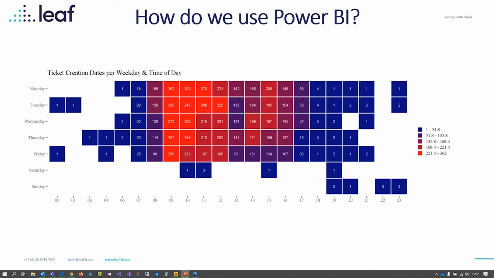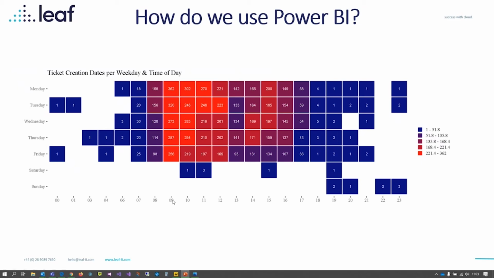This one is a custom visual, so you have options for custom visuals as well. This is a Python script that generates this visual. It's not as interactive, but it can be filtered much the same. This particular one is showing ticket creation dates for time of day and day of the week.